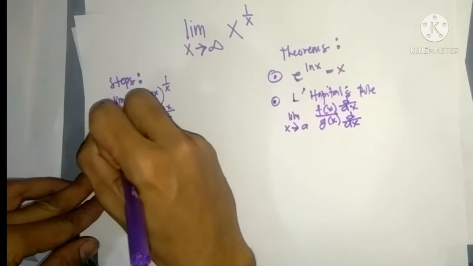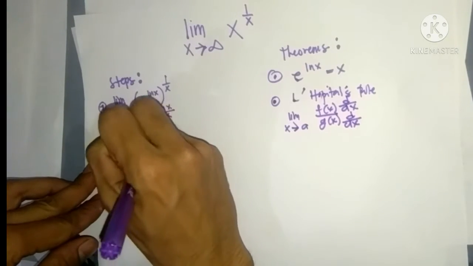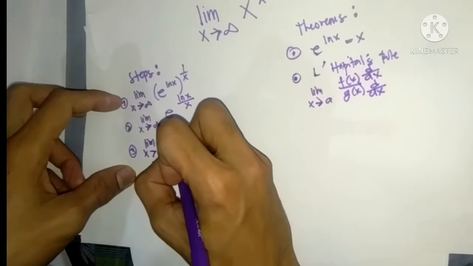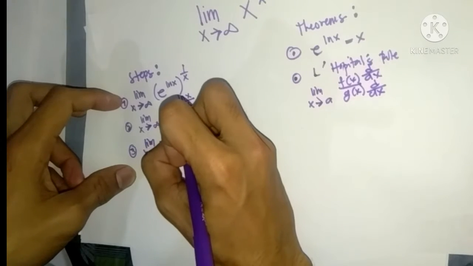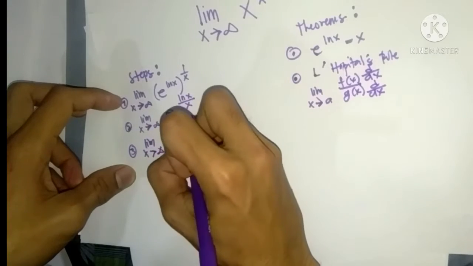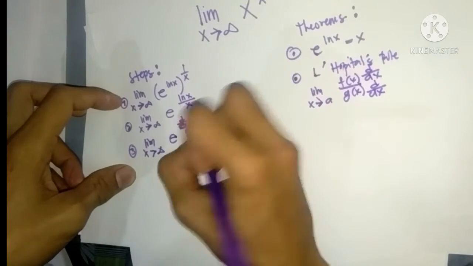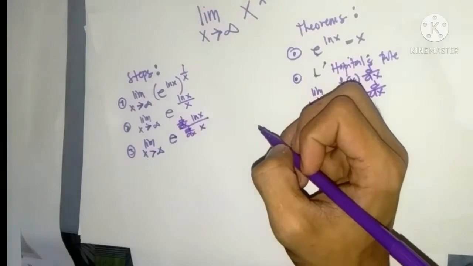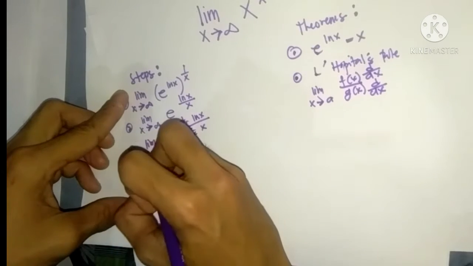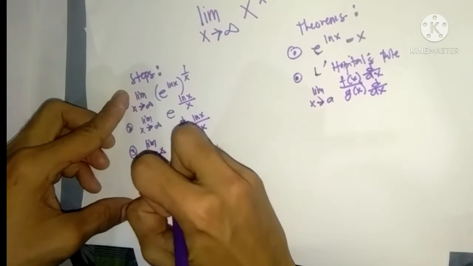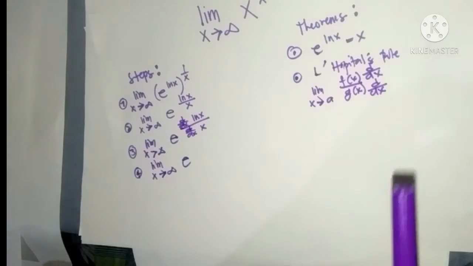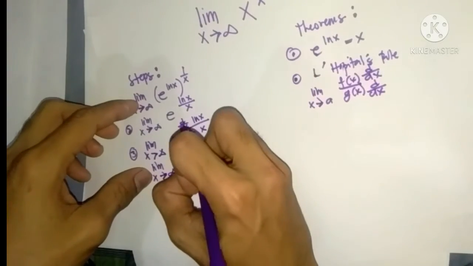So, copy, limit as x approaches to infinity of e raised to the derivative of ln x all over the derivative also of x. Then, ang derivative ng ln of x is 1 over x. Then, ang derivative ng x is simply 1. So, we just copy 1 over x.